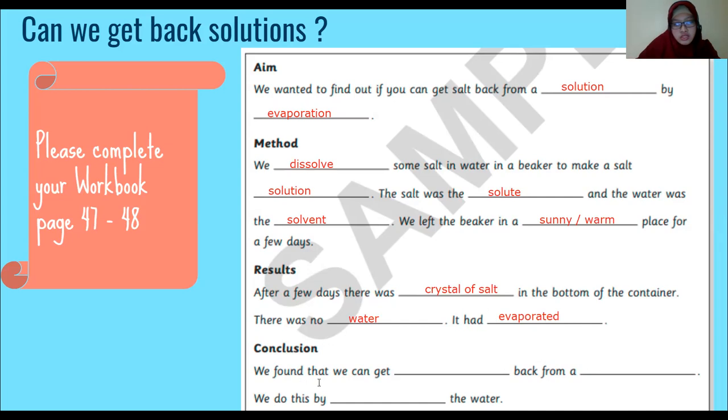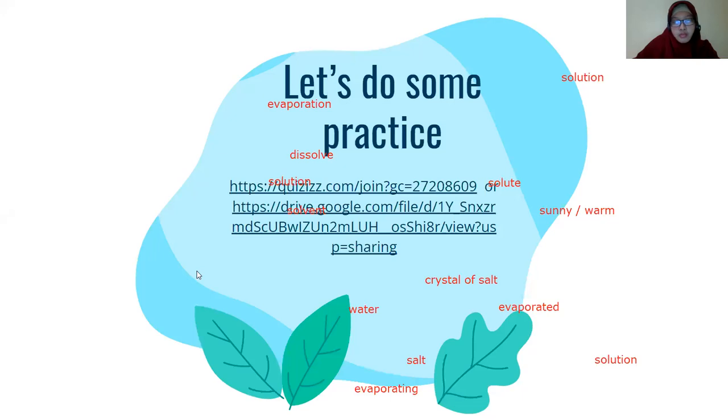The conclusion is we found that we can get salt back from a solution. We do this by evaporating the water. So that's the answer of the workbook. And then the practice, this is the quiz practice that you can do before the quiz.